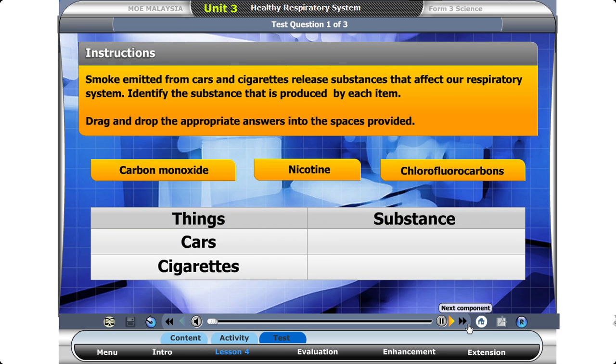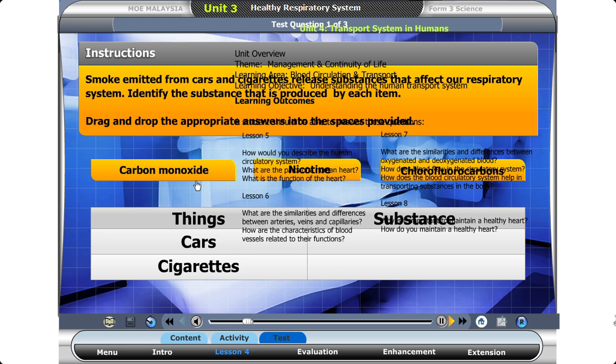Smoke emitted from cars and cigarettes release substances that affect our respiratory system. Identify the substance that is produced by each item. Drag and drop the appropriate answers into the spaces provided.